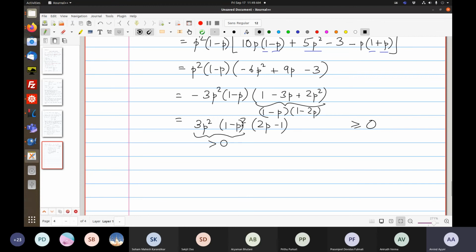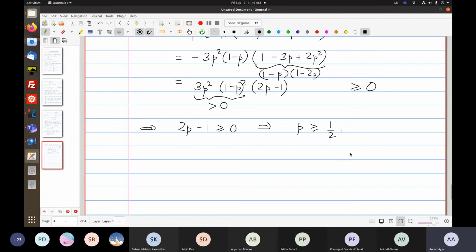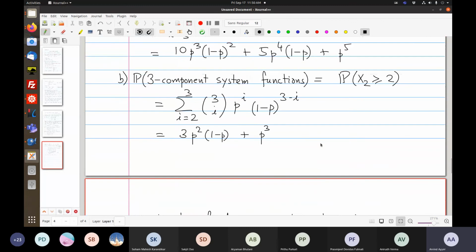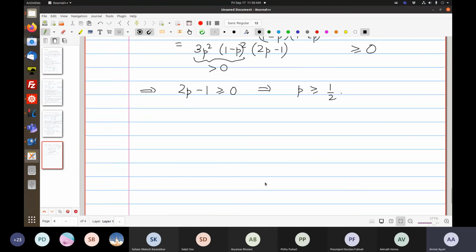So this part is positive, so we want 2p minus 1 to be positive. Okay, so we want p to be greater than or equal to 1. So we have a fairly clean answer. I mean, it was not clear from these complicated looking formulas that it would work out nicely, but it does.